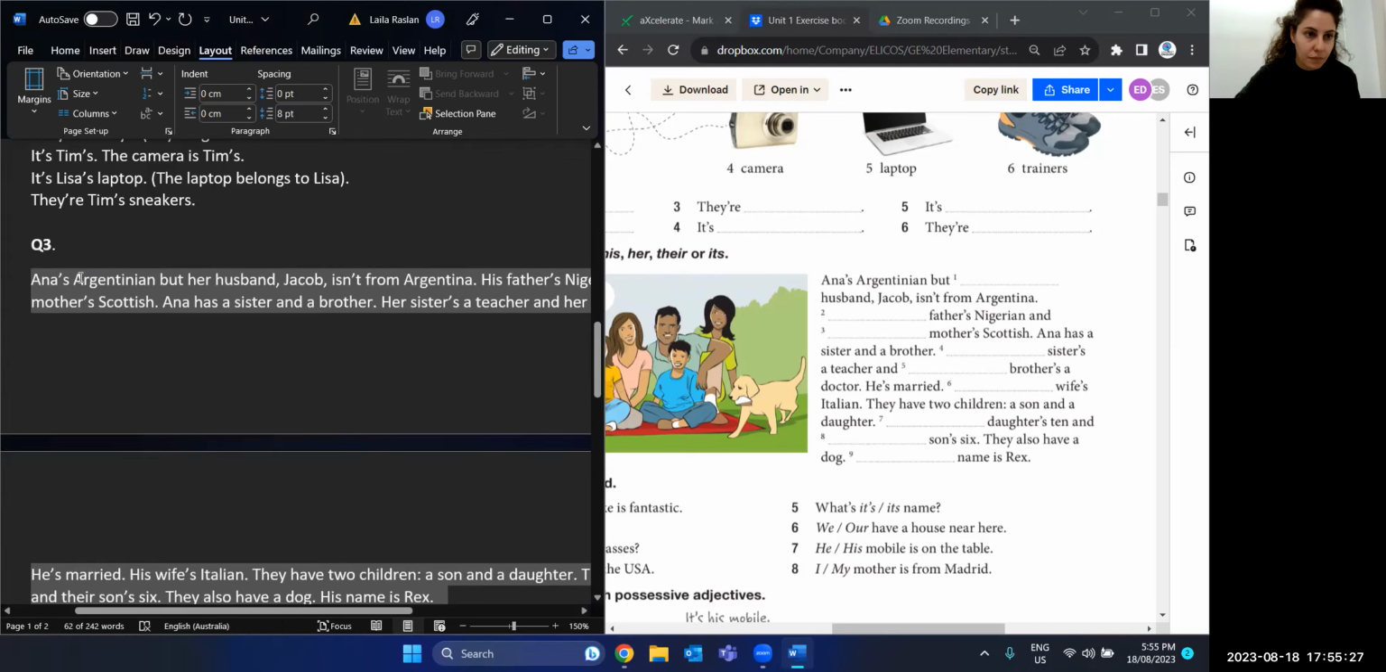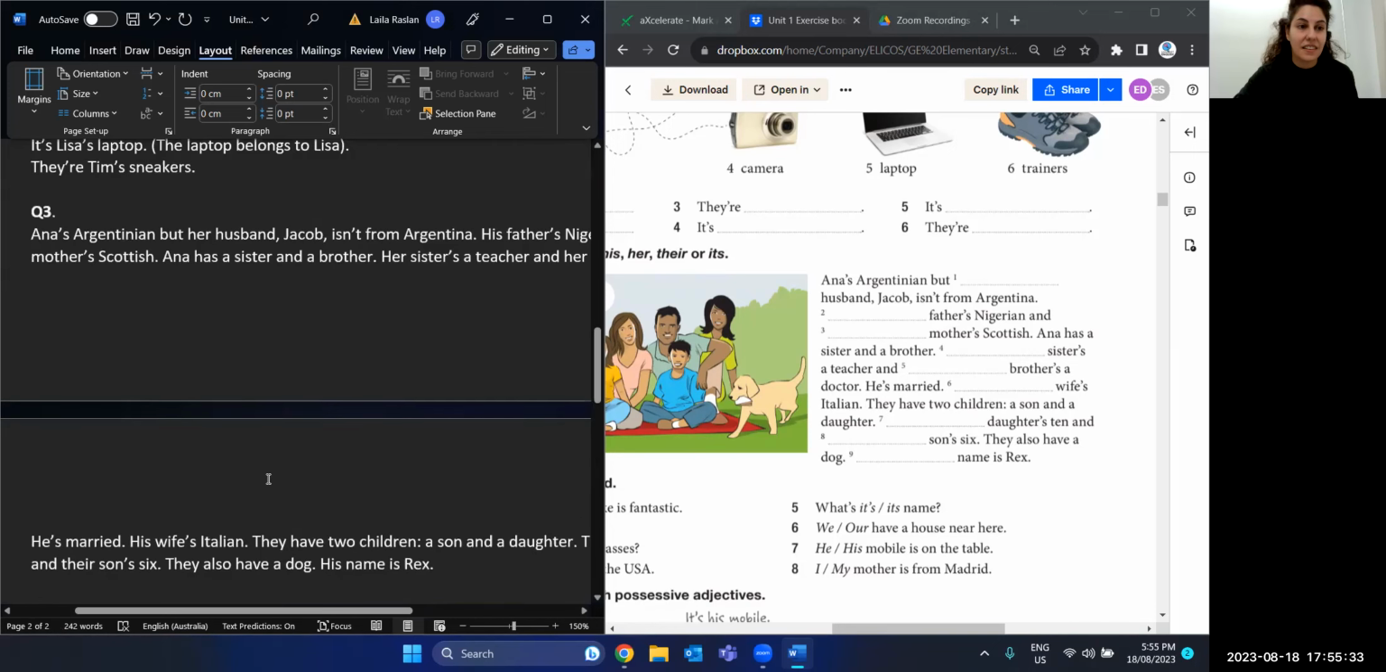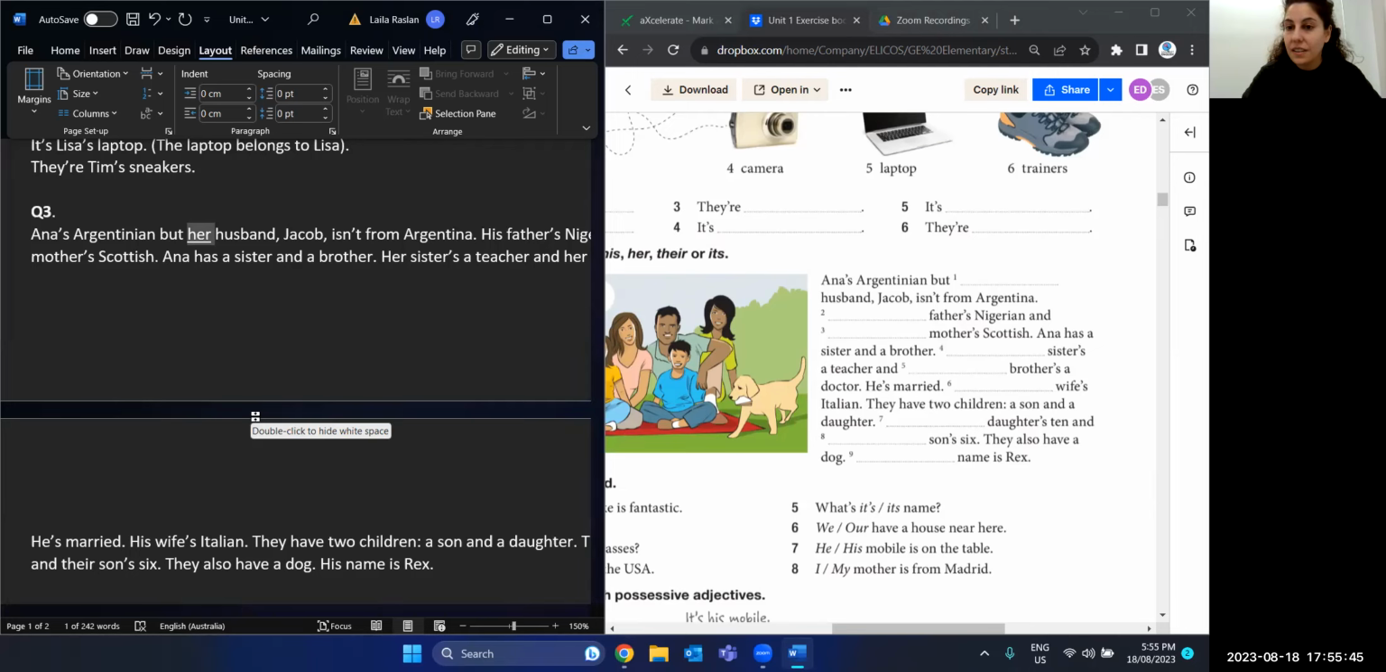Anna's Argentinian, but her husband, Jacob, is not from Argentina. Isn't from Argentina. Okay, number 2. His father's Nigerian. And his mother's Scottish.